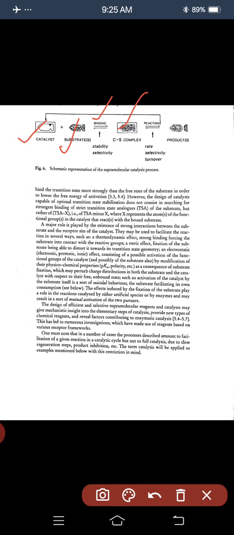As a consequence of substrate fixation, which may perturb charge distribution in both the substrate and catalyst with respect to their free unbound state, activation of the catalyst by the substrate itself is a sort of suicidal behavior, the substrate facilitating its own consumption. The effect induced by the fixation of the substrate plays a role in reactions catalyzed by either artificial species or by enzymes, and may result in the mutual activation of the two partners.